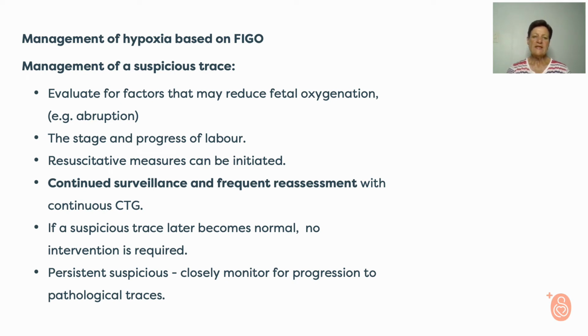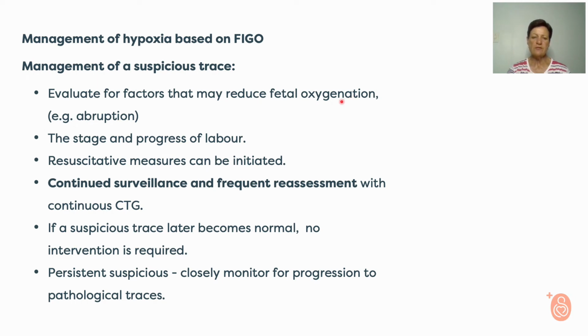Now, how do we manage hypoxia based on the FIGO guidelines? Now, as we've said, in the case of a normal category, if the fetal heart rate falls under the normal category, we don't need to do anything because everything is normal. But if there is a suspicious trace, we evaluate the factors that might reduce the fetal oxygenation.